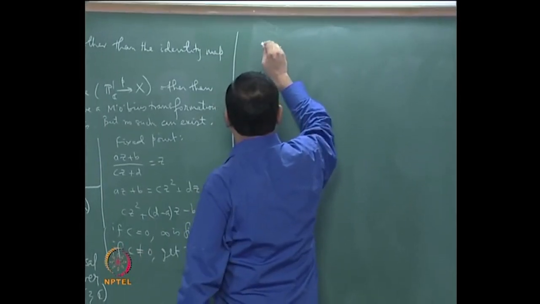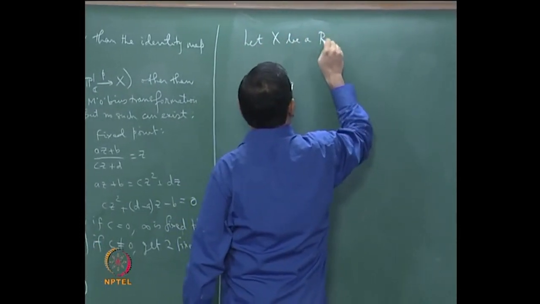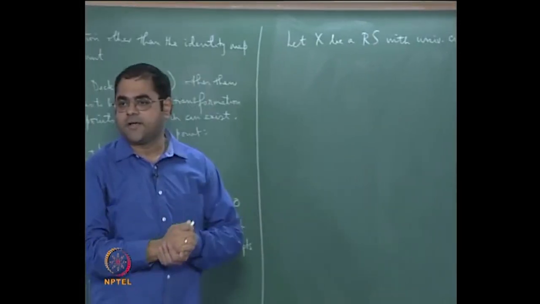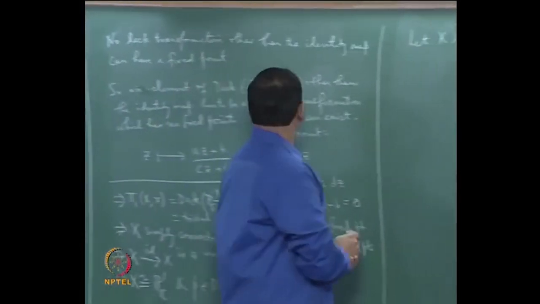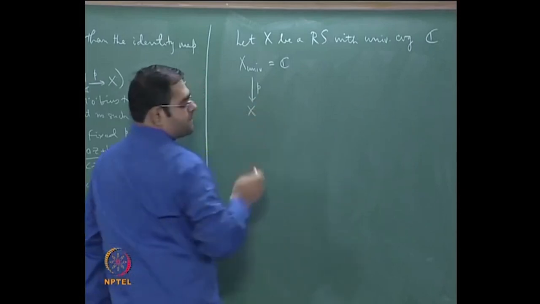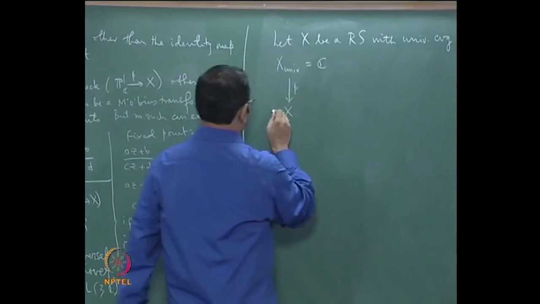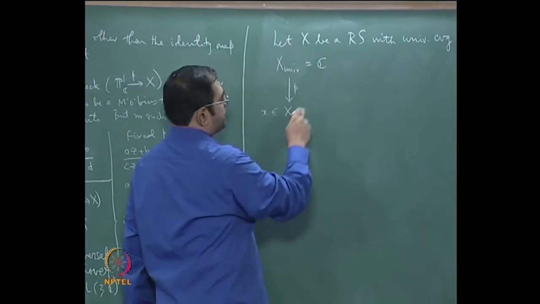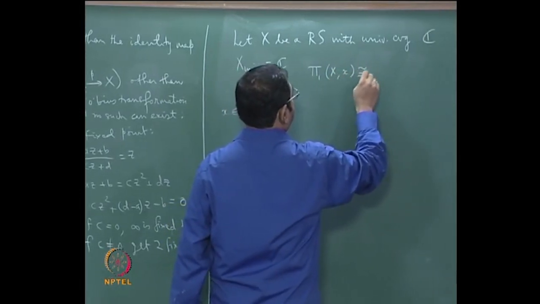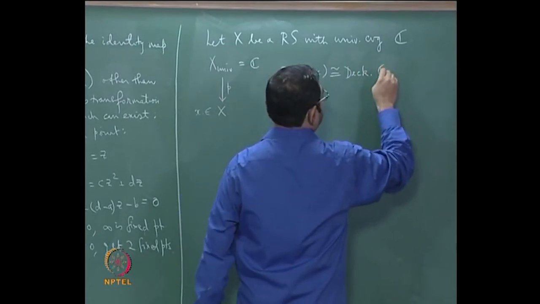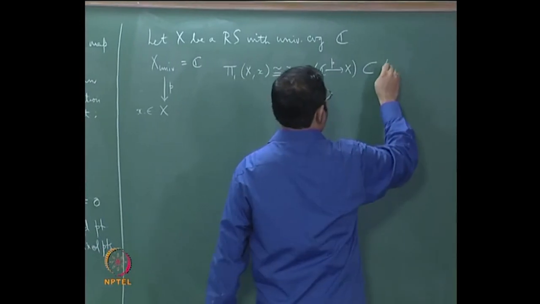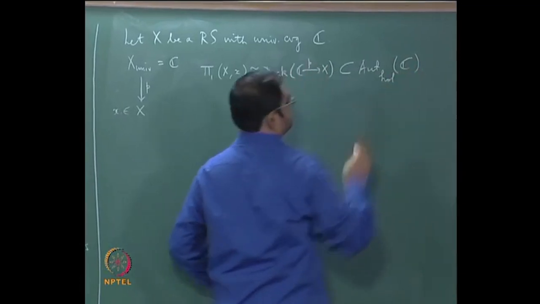So next we look at this: let X be a Riemann surface with universal covering C. I am going to look at Riemann surfaces with universal covering the complex plane. So the situation is like this: you have X tilde, which is C, and this is the covering map, and here is my X. Again, if I fix a point small x in capital X, then we have an identification of the fundamental group of X based at x with the deck transformation group of this covering, which is C to X. And this is a subgroup of the holomorphic automorphisms of C.